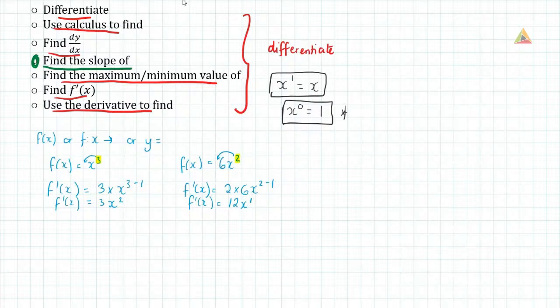So this time here I have f dashed of x is equal to 12x to the power of 1, but from our rule here we can see that x to the power of 1 is just x, so that's an answer of 12x. And we'll see that in our next example as well.